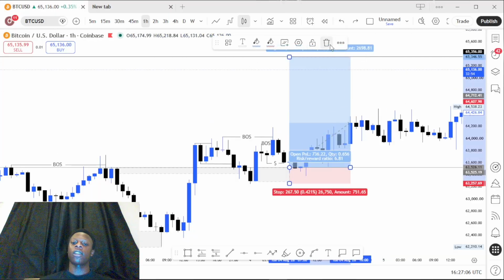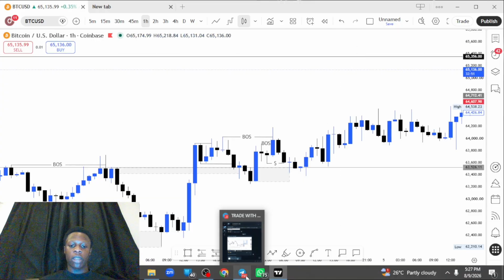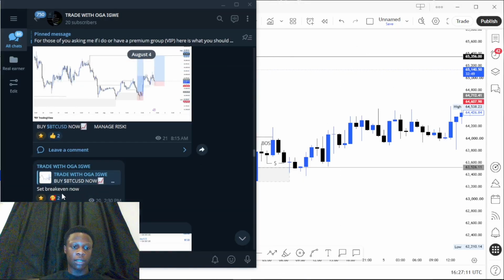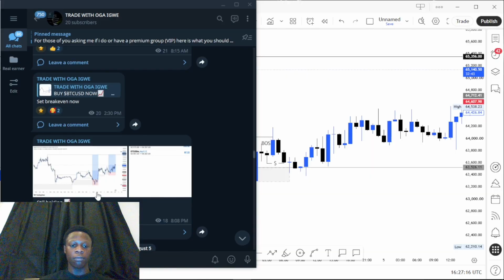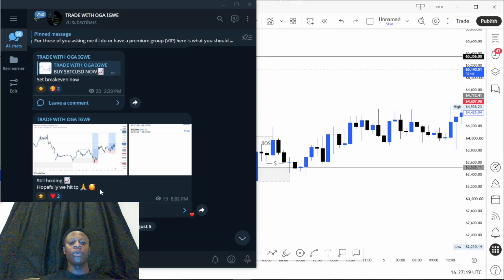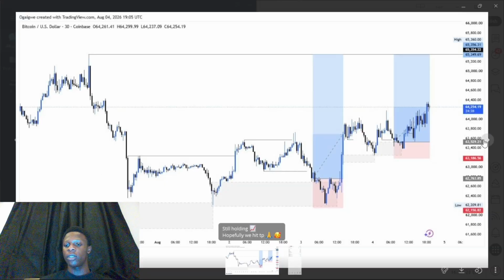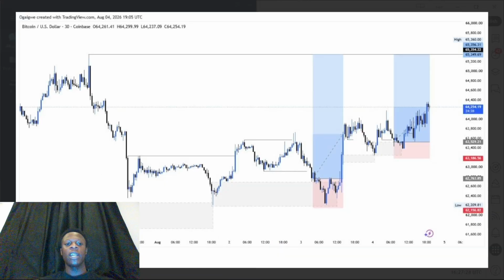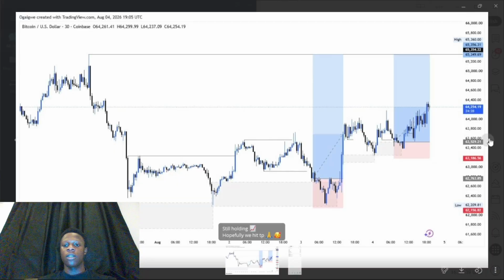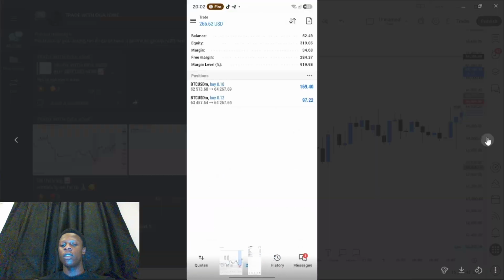So let's check it out. I got another entry on this very trade, right? Set break even now. So after buy BTC and set break even, still holding. Hopefully we hit full take profit. And you can actually see this was the main entry. This was the VIP entry, and this was the entry I sent to the group, and this was the third entry right here that I said buy BTC now. You can see the third entry currently moving crazy profit.